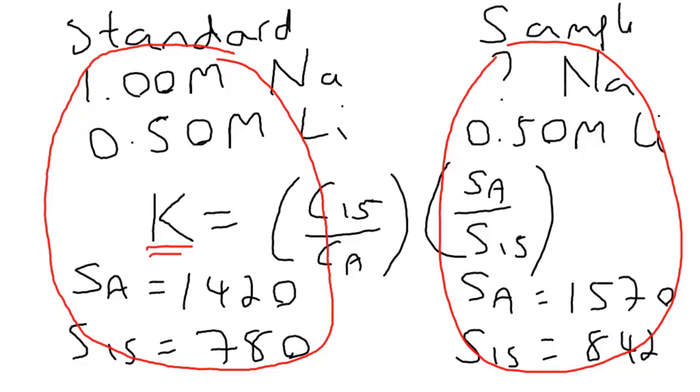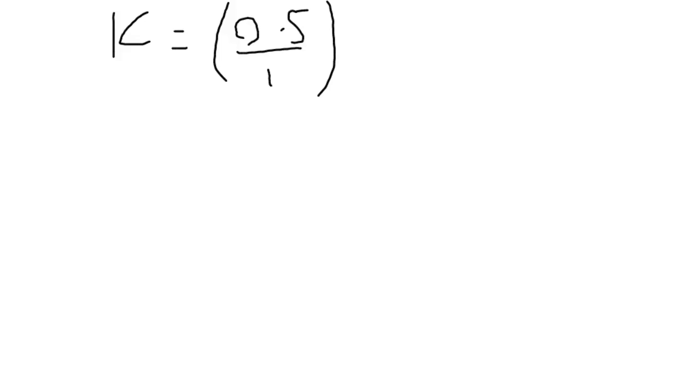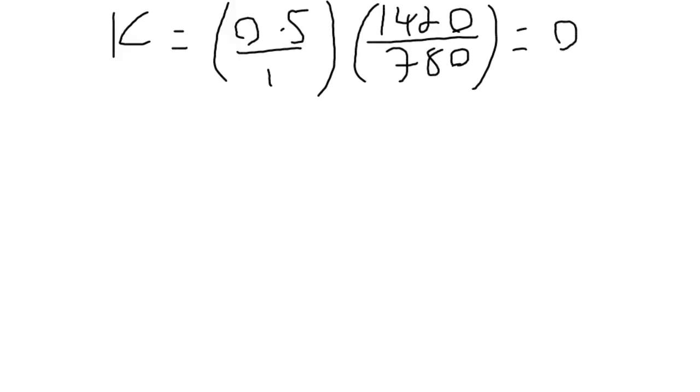So let's find K first. We find K from the standard solution. So K equals 0.5 over 1 for the concentrations: the concentration of the internal standard divided by the concentration of the analyte, and the signal for the sodium, the analyte, over the internal standard. And that gives us a value of K of 0.91.